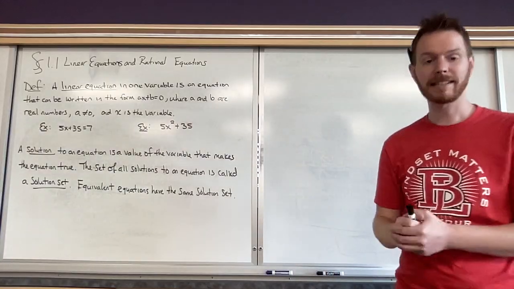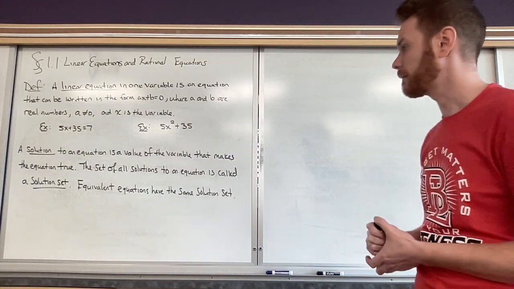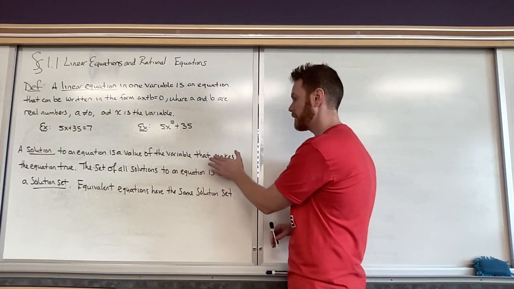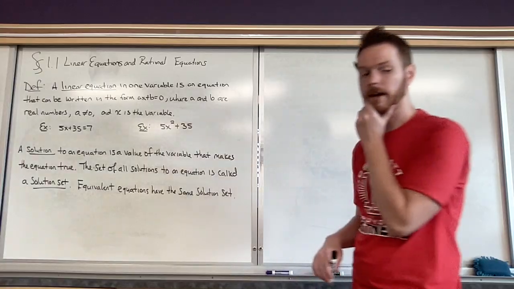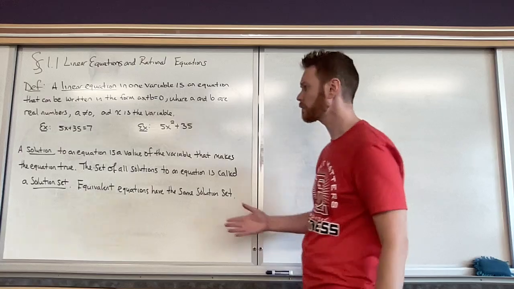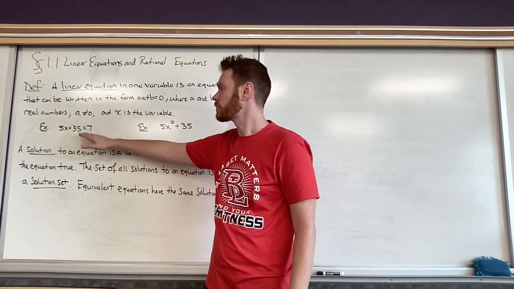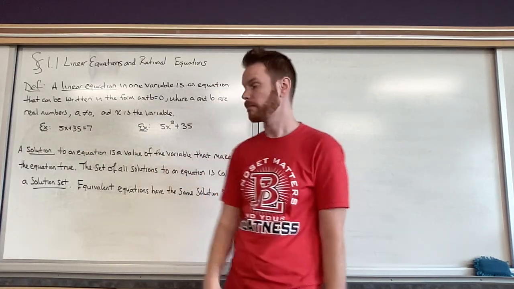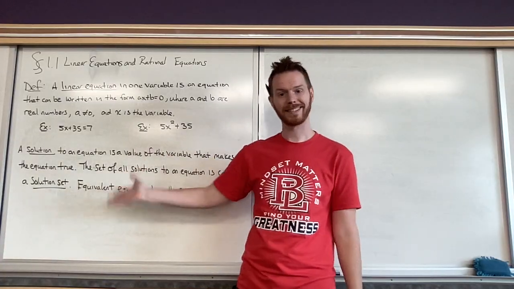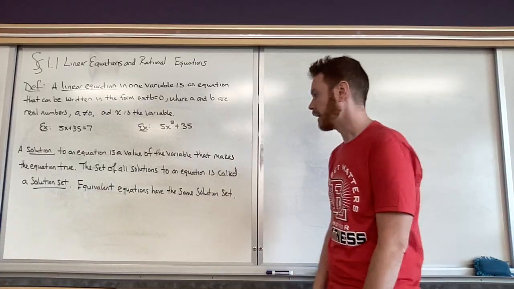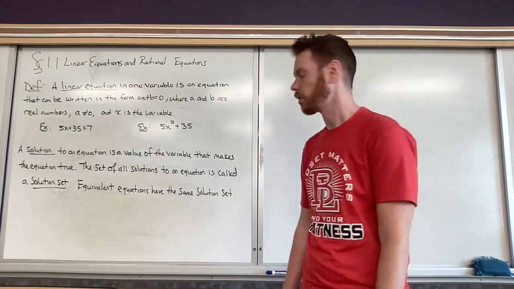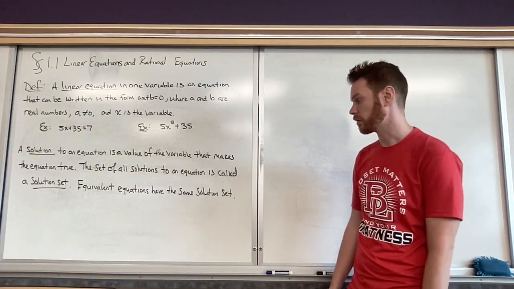A second definition. A solution to an equation is a value of the variable that makes the equation true. The set of all solutions to an equation is called the solution set. So for instance, if I go back to my example up here and solve it, that would have one solution. But for something like a quadratic, we know we could have more than one solution. So we call that the solution set. Or even just one answer, really. It just comes down to all possible answers to your equation.